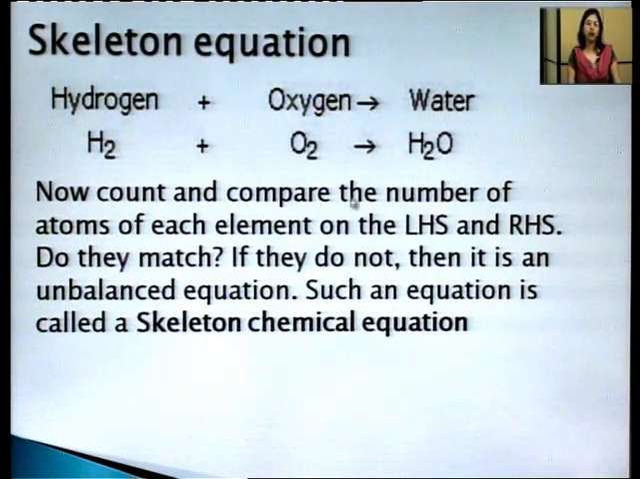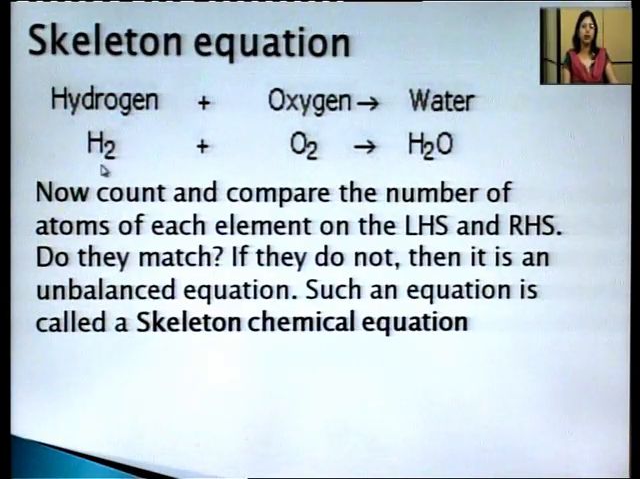Next, what is a skeleton equation? Another example of a chemical equation is when hydrogen and oxygen react to form water. Again, it can be represented in the form of their formulae. Here I have written the formula of hydrogen, that is H2. Similarly, the formula of oxygen is O2. They react to form a water molecule.